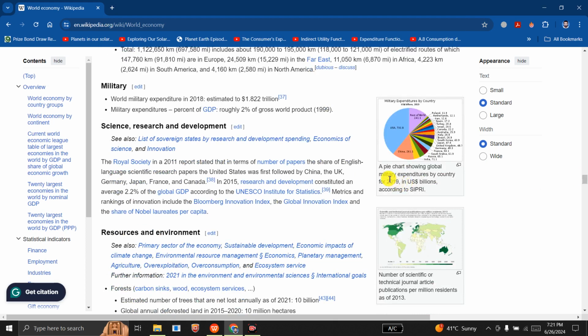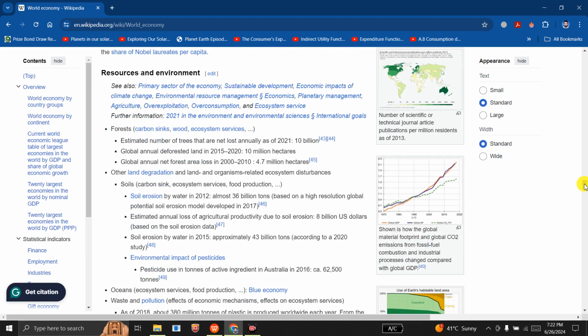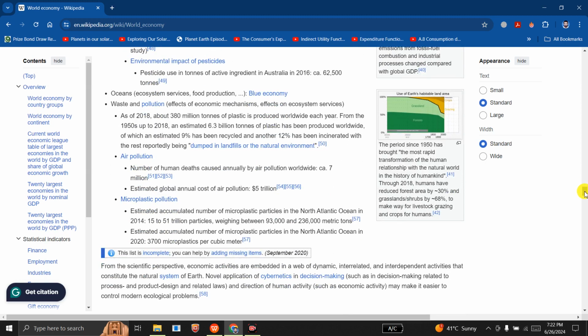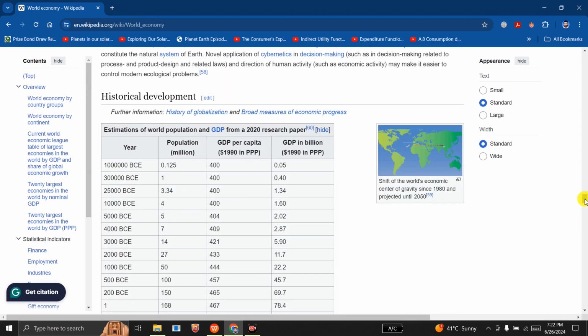This is a pie chart showing global military expenditure by country for 2019 in US dollar billions according to SIPRI data, and this is how global material footprint and global carbon dioxide emissions from fossil fuel combustion and industrial process change compared with global GDP. So these are all very useful statistics that my students may use for their research.